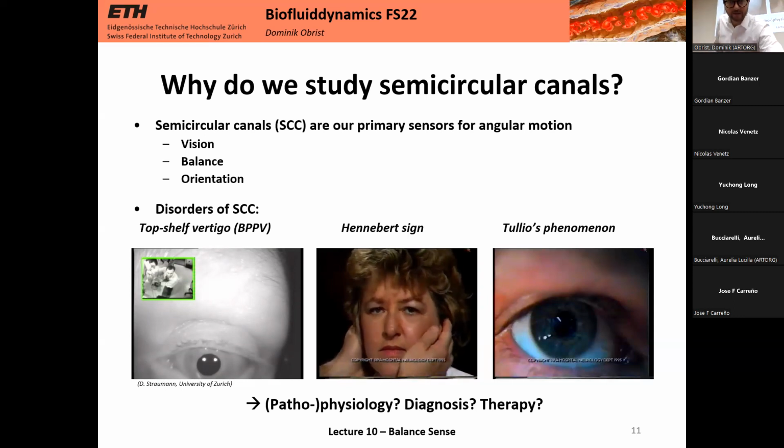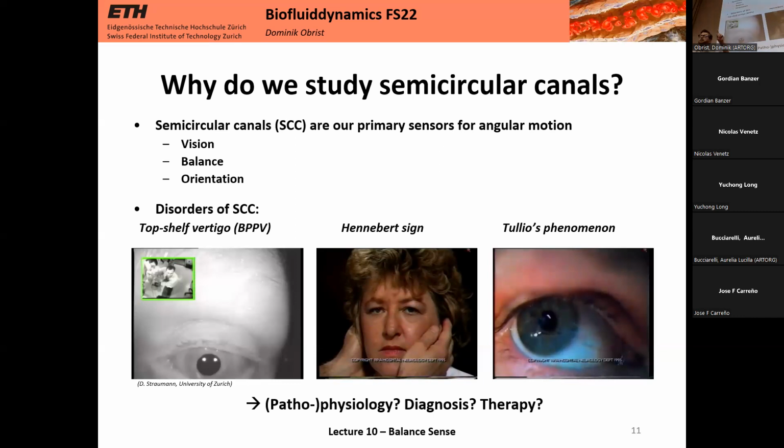And the third one is Tullio's phenomenon. I'm not sure if you can also hear it at home, but there's a beeping noise, and it's a bit difficult to see, but the eyes actually make a torsional movement. You can see maybe if you look at this blood vessel. The eye is torsionally compensating in time. So what does that mean? Whenever that person hears a sound, it feels like they're tilting this way. So that's why the eyes are trying to compensate in a torsional mode.